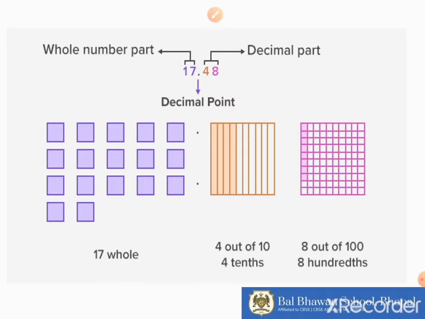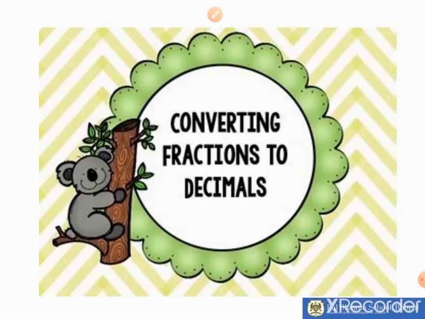For this, we have to draw a rectangle which is divided into 10 equal parts, out of which 4 parts are shaded. After this place, we have hundredth place, and on hundredth place we have 8. So we have to represent 8 out of 100. 8 out of 100 means we have to make a square which is divided into 100 equal parts. Out of these 100 equal parts, 8 parts are to be shaded, which will represent 8 out of 100 or 8/100th.